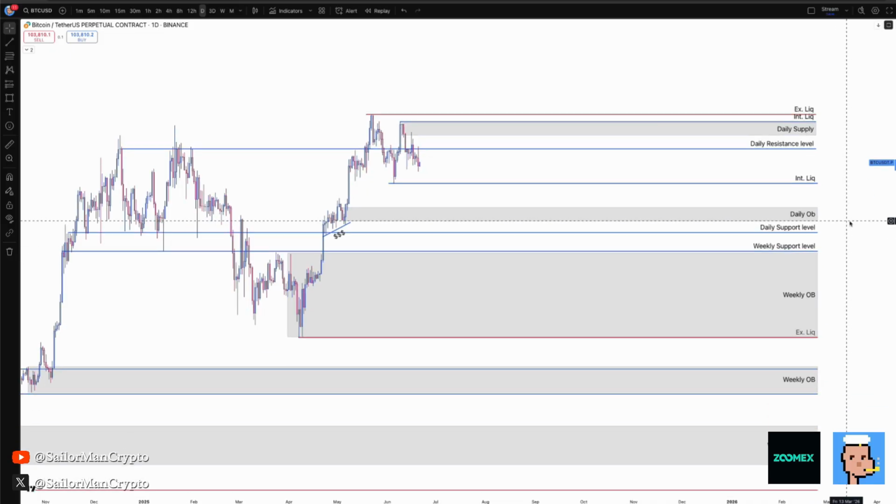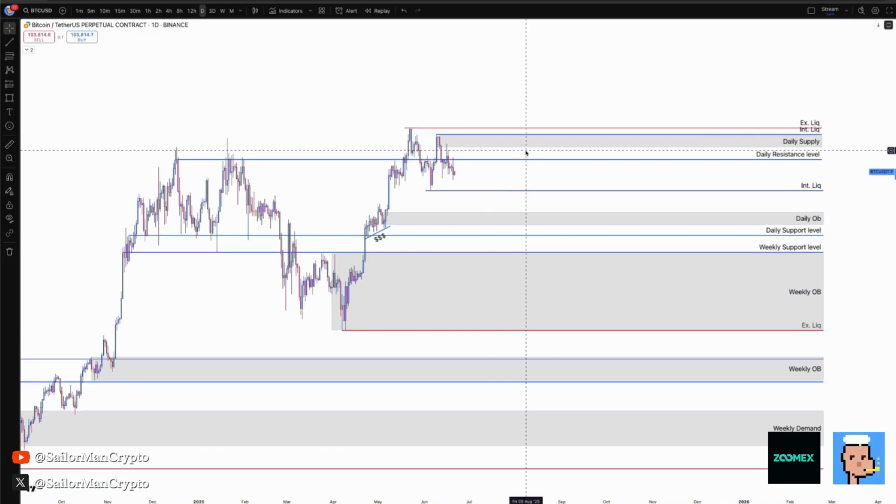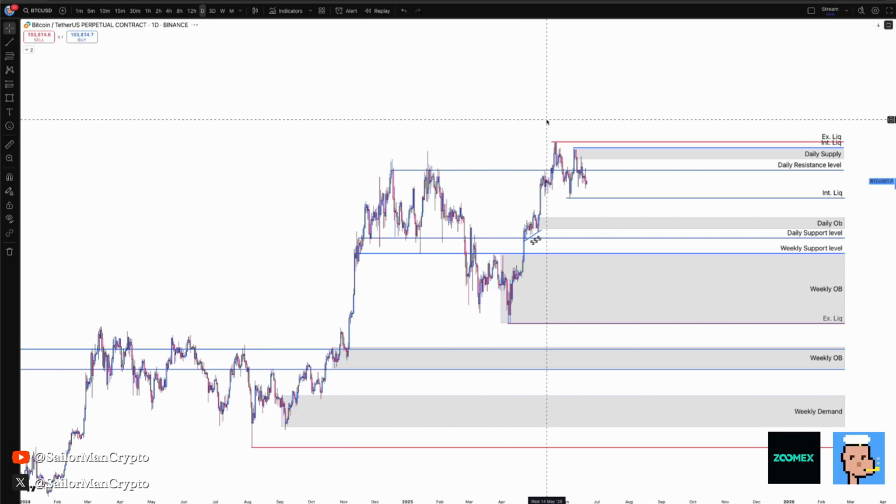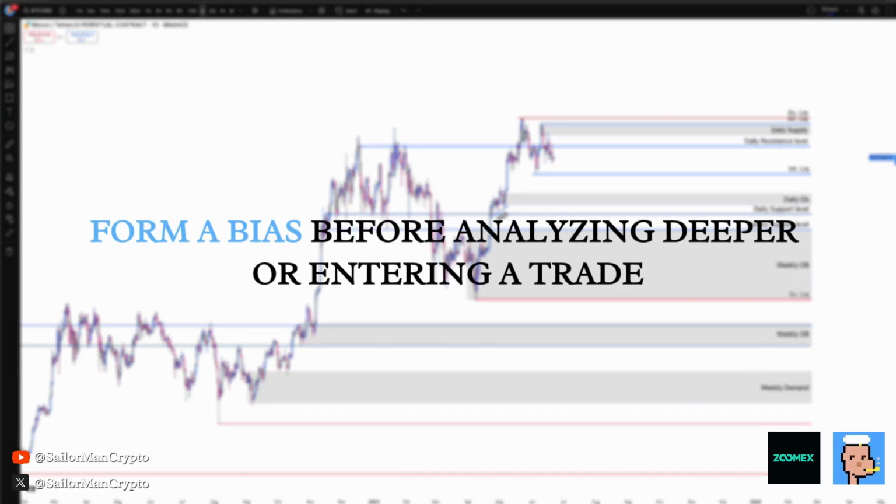So we started to see that the map is highly populated, and we know that the red liquidity is the one that is more important, especially for swing trade, and we know that the blue levels are internal liquidity or support and resistance levels. So how can we use these levels? First of all, we have to form a bias.